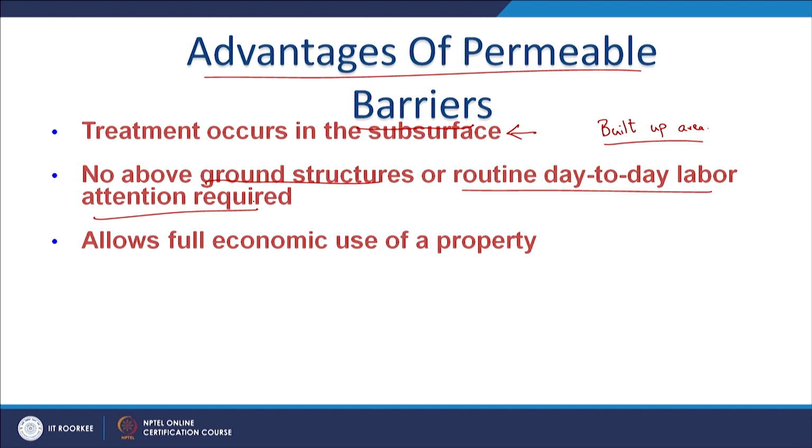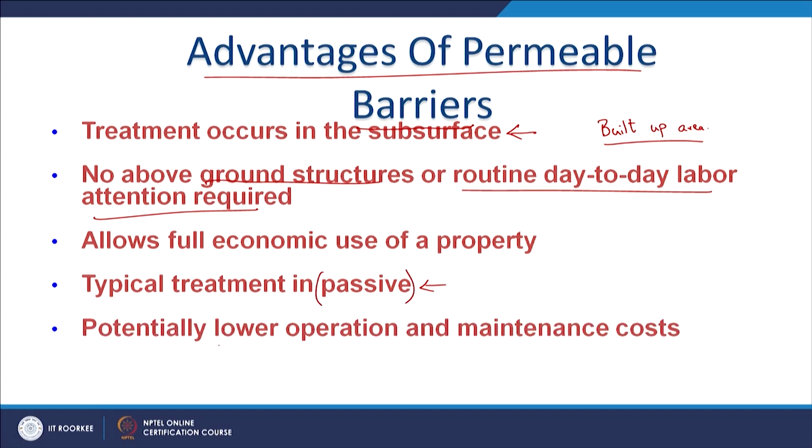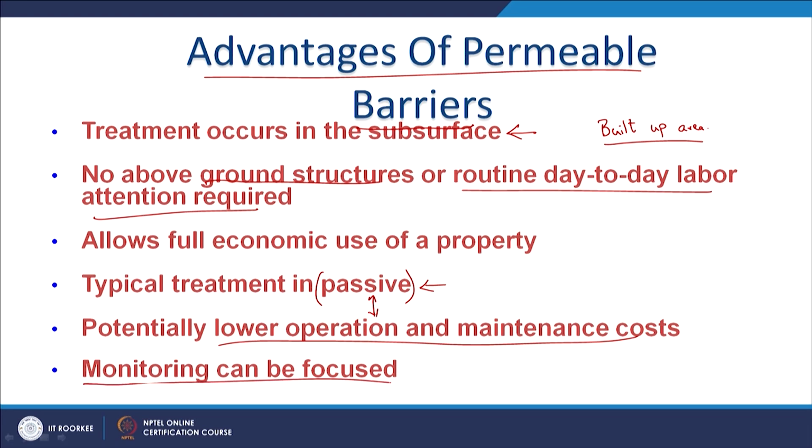And then most of these aspects relate to the use of that particular built up area now, right. Full economic use of a property, and as I mentioned earlier, the treatment is passive. Passive more or less relates to lower operation and maintenance costs, yes. And the key here is that unlike other techniques, let us say pump and treat, containment or such, you need to obviously monitor the relevant plume. But in this context of permeable reactive barriers, you will need to look at only a few locations that need to be monitored.